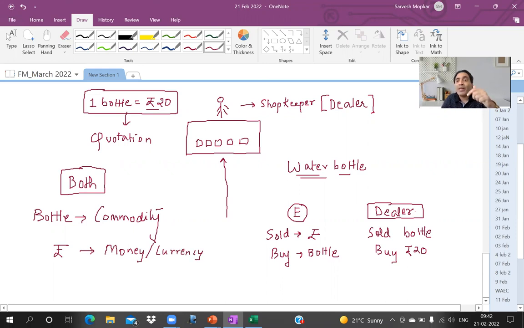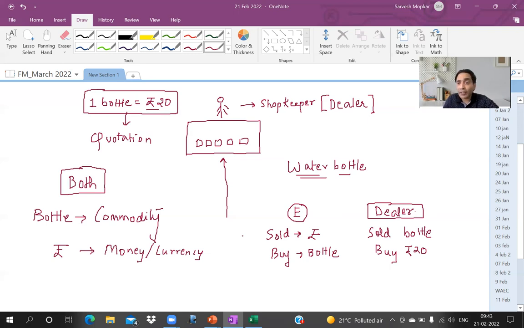So the conversation always starts, the quotation always starts with one unit of the commodity is equal to how much money. It never starts with one unit of money is equal to how many commodities. Although that also is correct. Technically, both are correct. But when we quote, we say one unit of commodity is equal to how much rupees. Are you all with me?